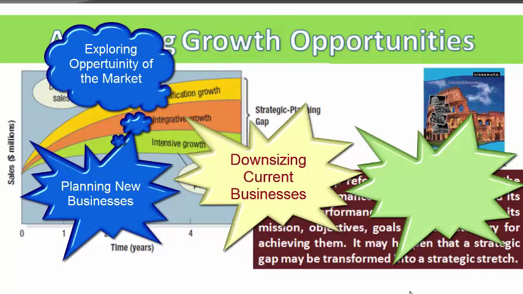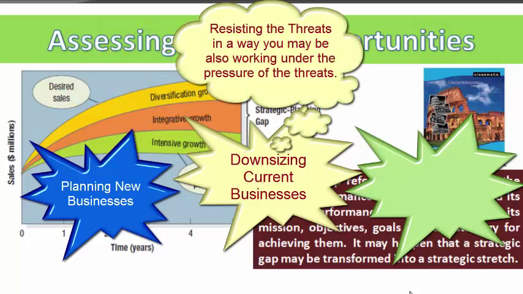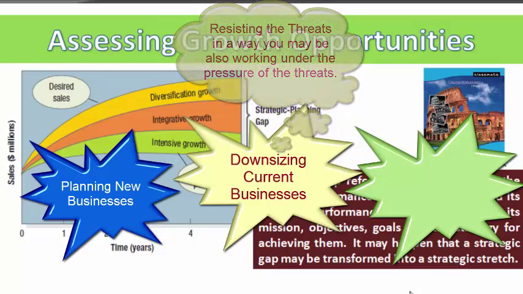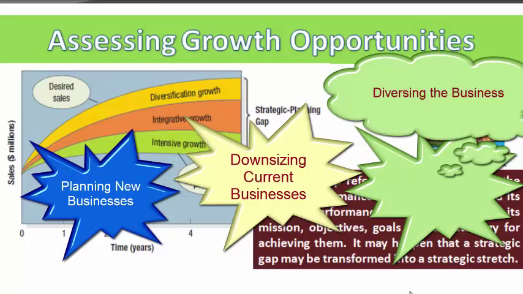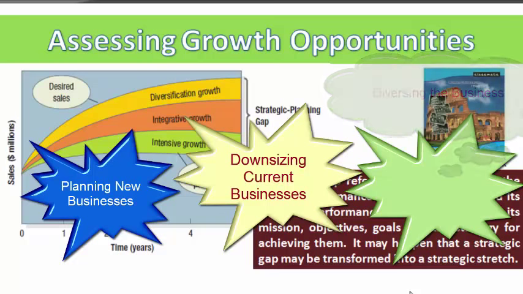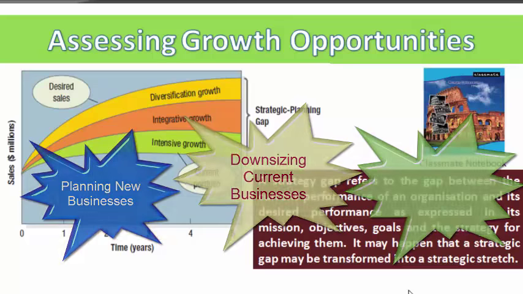Planning new businesses means that you are exploring the opportunities of the market. Downsizing the current businesses means that you are resisting the threats. In a way, you may also be buckling under the pressure of the threats. And terminating older businesses means that you are divesting. That means that you are pulling out the money that you have put into the business, shutting down the offices and layoffs.